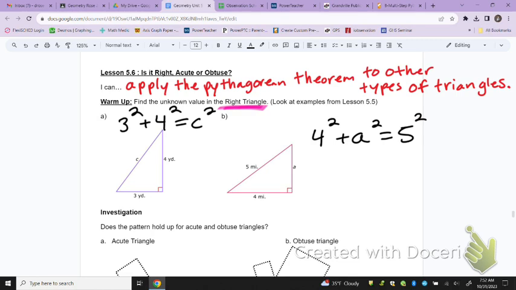Hopefully you set up your equations like this. Remember yesterday we really focused on highlighting the hypotenuse. The hypotenuse is always the longest side, and it's across from the 90-degree angle. From there, you should have gotten C is 5, and then you should have gotten A is 3. Please check your work. This is, again, a warm-up review of what we did yesterday.